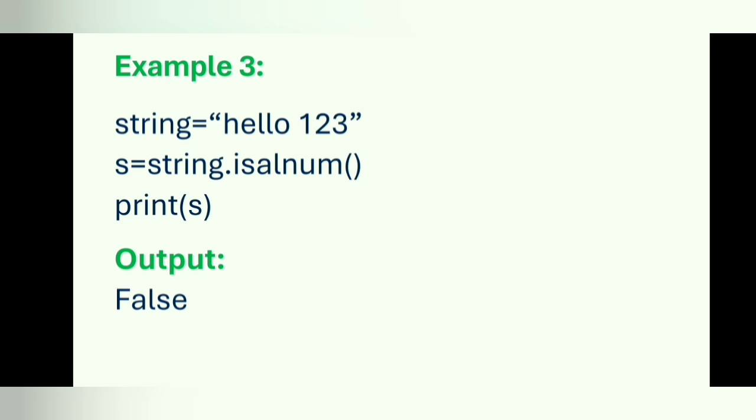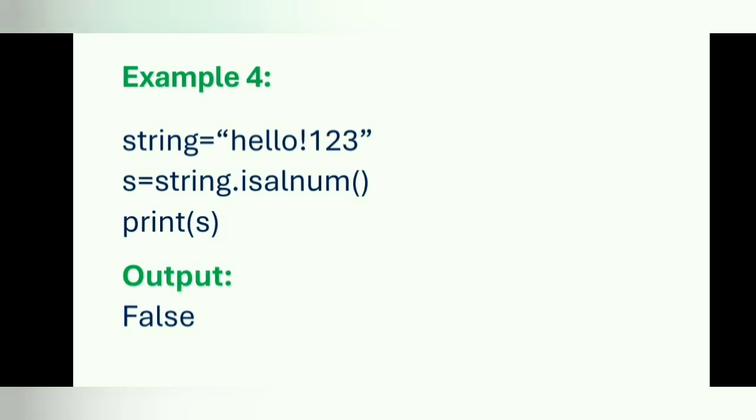Example 3. In this example, we assign the string value hello space 123 to the variable string. In the following statement, we apply the string.isalnum method to this string. Then the print statement print s prints the boolean value. Here the output is false because the string contains a blank space which is not an alphanumeric character. The string.isalnum method returns true if the string consists only of letters and numbers and is not blank. Otherwise, it returns false.